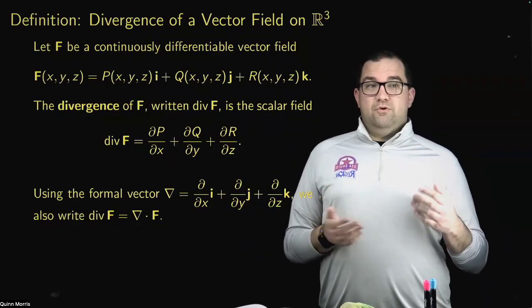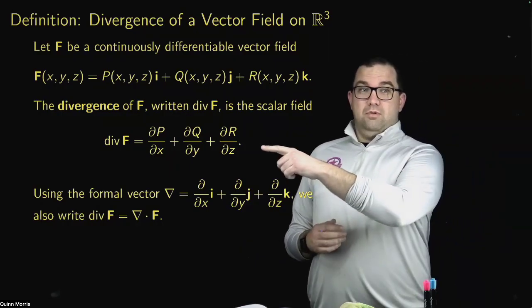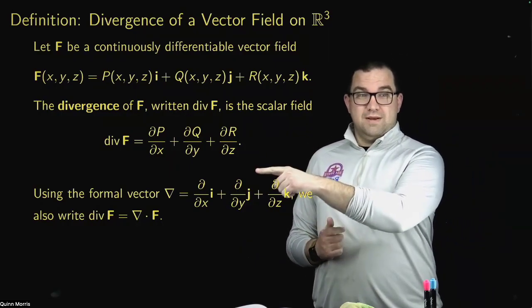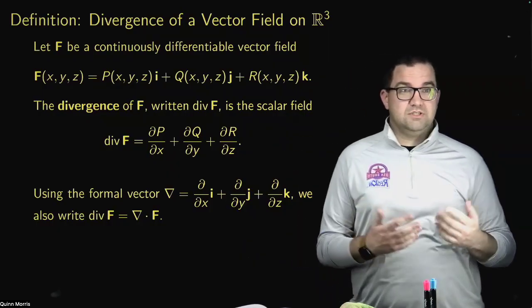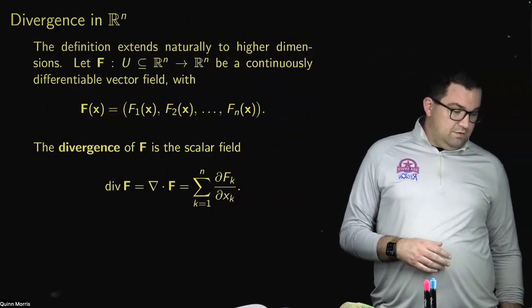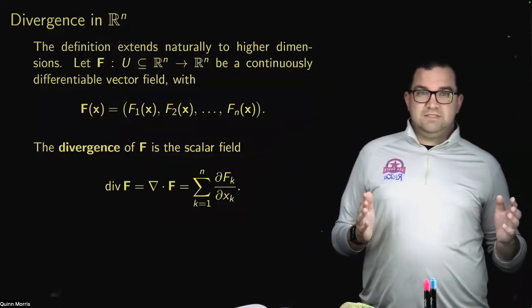If we have a vector field on Rn, you sort of feel like you could just keep going, right? You would add a plus derivative of the fourth component with respect to the fourth variable, plus derivative of the fifth component with respect to the fifth variable, and so on. And indeed, we can do that. So this very naturally extends to higher dimensions.